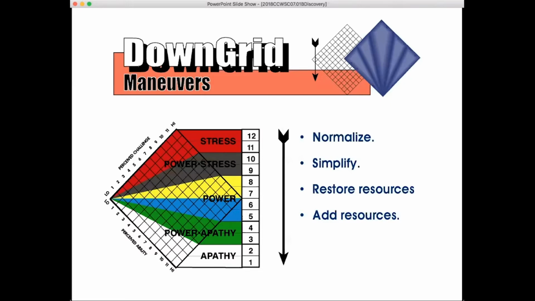So anyone have any questions, comments, thoughts to share about downgrid maneuvers?